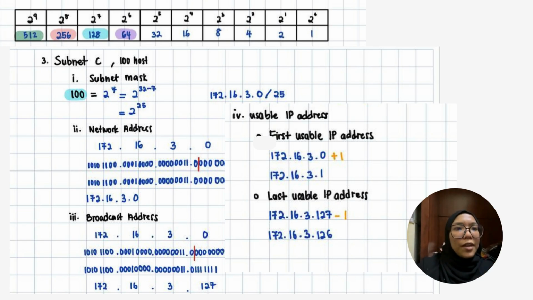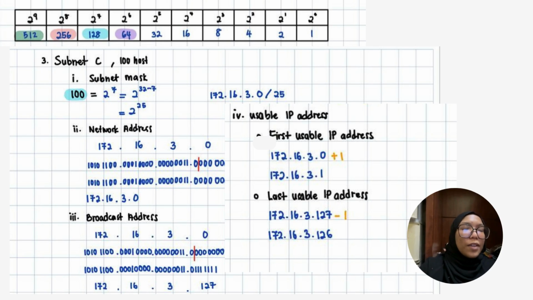Okay, for the broadcast address, we keep the first 25 bits the same, and the remaining 7 we change to 1. So the new broadcast address will be 172.16.3.127.